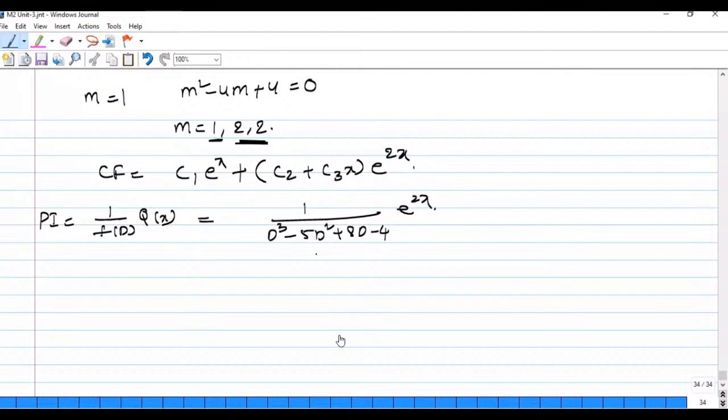If you put d equal to 2, it is 0. Then in that case, we will write x in the numerator, and differentiate the denominator with respect to d: 3d square minus 10d plus 8, into e power 2x. Now put d equal to 2.